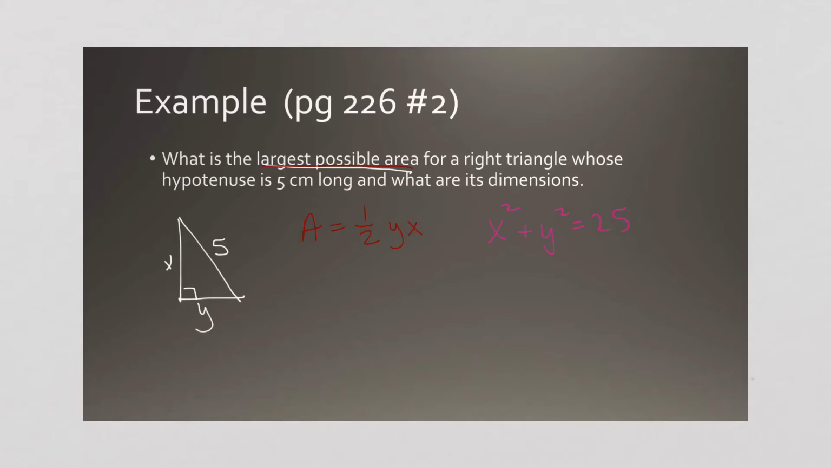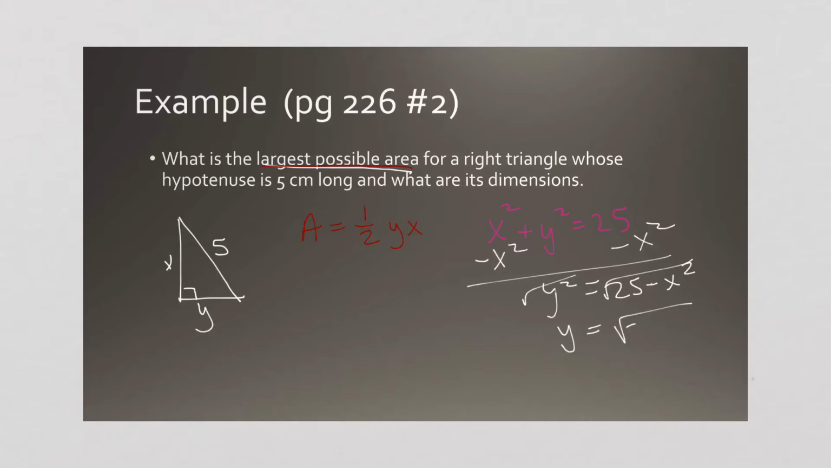So now I have to take one equation and solve it for x or y. It depends on the equation you want to use. It's simpler to solve our Pythagorean theorem, so I'm going to take away x squared from both sides. y squared equals 25 minus x squared. And I square root, and y equals the square root of 25 minus x squared. So now I have y. Now I'm going to take this whole part, and it's going to get plugged in here for y.